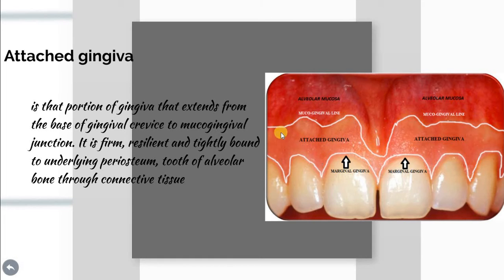And this is the attached part, that portion of gingiva which extends from the base of the gingival crevice, from here, to the mucogingival junction here. It's firm, resilient, and tightly bound to the underlying periosteum. Also, it's tightly bound to the tooth and alveolar bone through connective tissue.